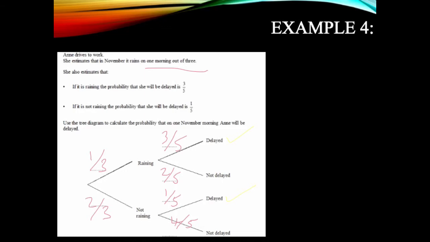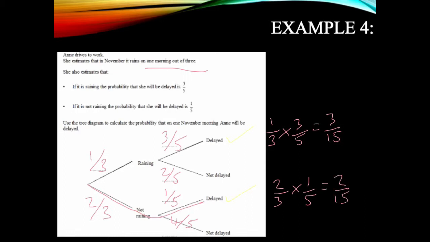So working along the branches, I've got a third multiplied by 3/5, which is going to give me 3/15 along this branch. Or down here, 2/3 multiplied by 1/5. Remember, I'm multiplying because I'm travelling down the branches like this, one and the other. So I've got 2 over 15 here. And the question is, it could be this one here or this one. So I need to add these two things together and I get a final answer of 5/15, which cancels down to a third.